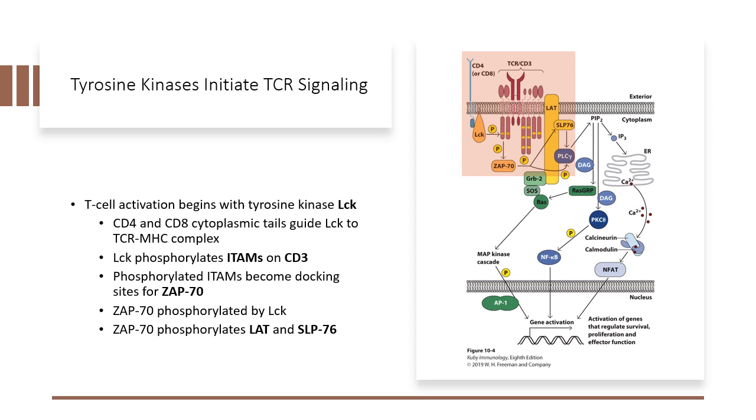And from there, you get a cascade of phosphorylation events. So the ITAM regions become phosphorylated. They, in turn, will phosphorylate other proteins that start your signal transduction cascade.